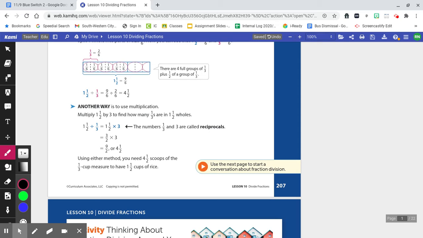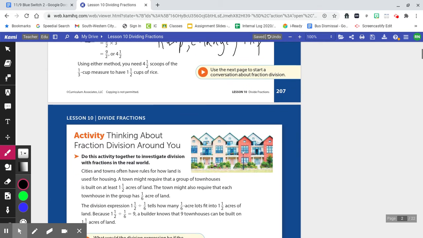So if I had 1 1/2 divided by 1/3, I keep my first fraction, change my divide to multiply, and flip the last part. That you're going to use the reciprocal. So keep, change, flip. And it is a much easier way to do it. So let's take a look at this one and do that strategy.